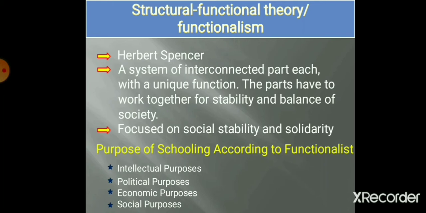There are four purposes of schooling according to functionalists. First, intellectual purposes: the acquisition of cognitive and inquiry skills. Next, political purposes: educate future citizens, promote patriotism, promote assimilation of immigrants, ensure order, public civility, and conformity to laws. Economic purposes: prepare students for later work roles, select and train the labor force needed by society.